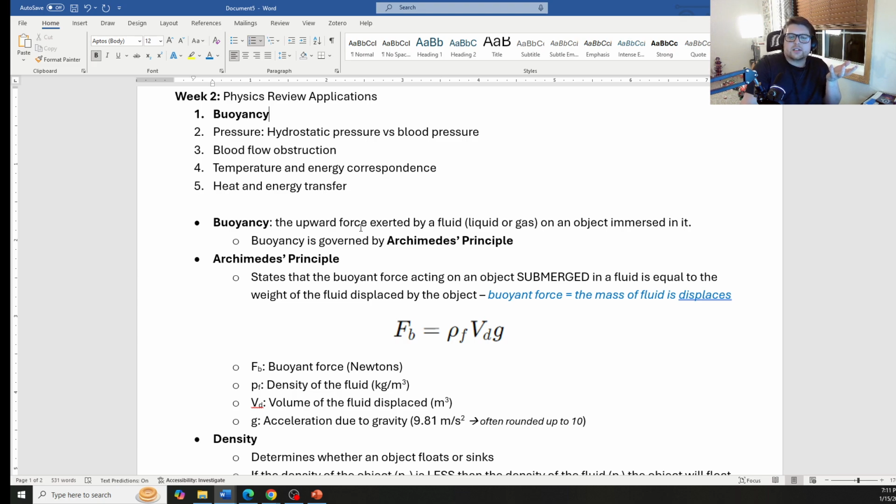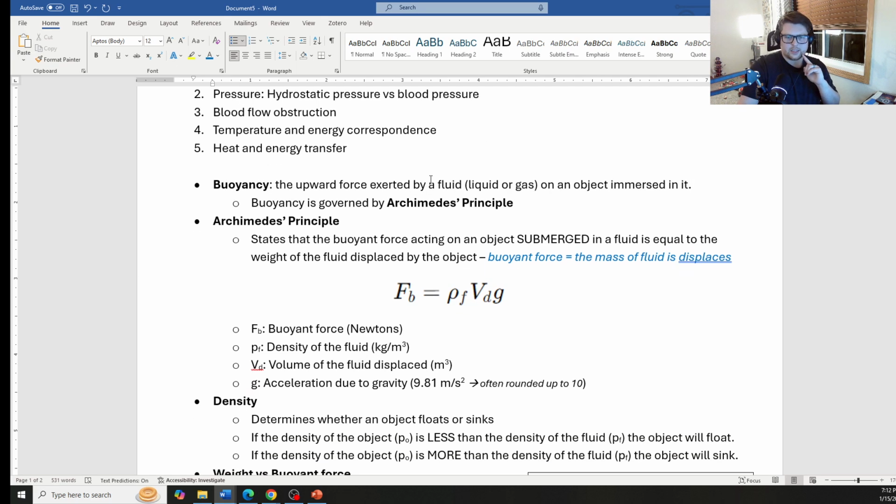Water does something very similar where it's going to exert a force, but it just depends on how much force. It depends a lot on components like density and volume, and so we're going to take a look at that. Buoyancy is the upward force exerted by a fluid, which can be liquid or gas. There are gases that are much more dense than oxygen, so you can have things that actually float on gases. So it's this upward force on an object that is immersed in that fluid.